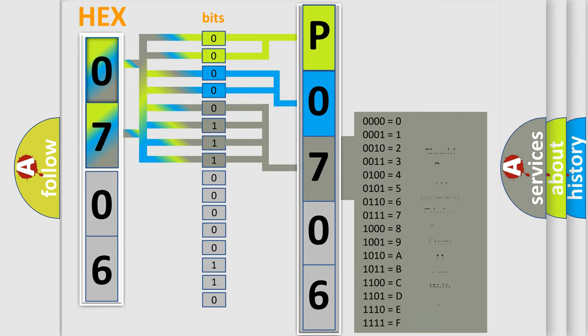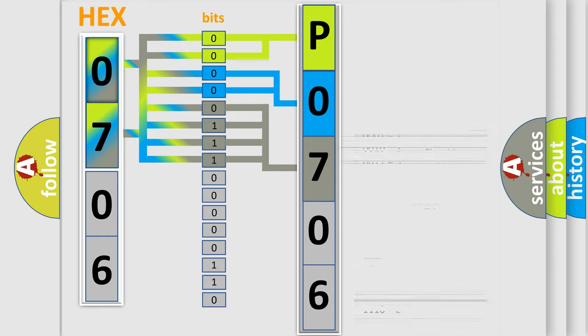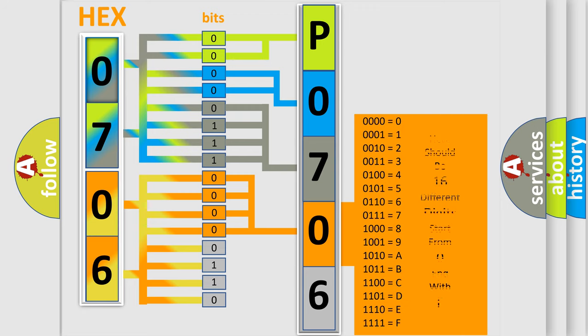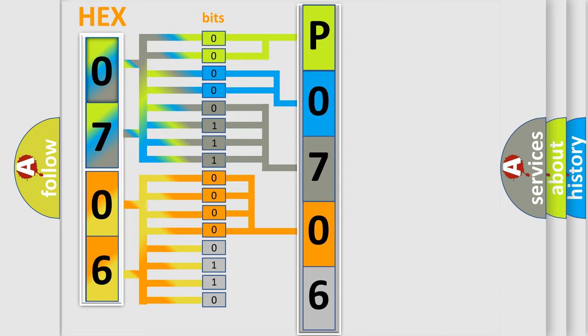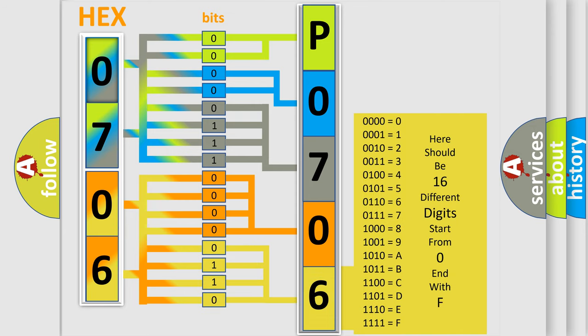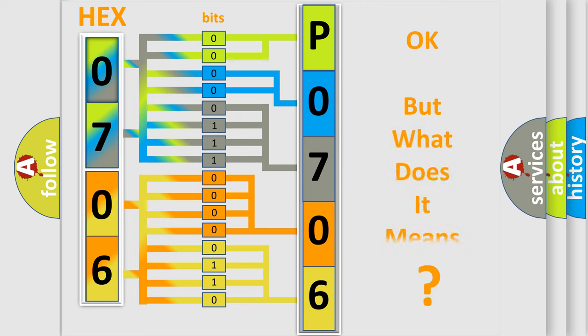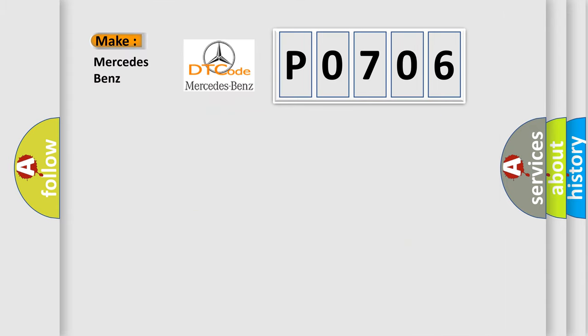The second byte is composed of a combination of 8 bits. The first 4 bits determine the fourth character of the code, and the combination of the last 4 bits defines the fifth character. A single byte conceals 256 possible combinations. We now know in what way the diagnostic tool translates the received information into a more comprehensible format. The number itself does not make sense to us if we cannot assign information to what it actually expresses. So, what does the diagnostic trouble code P0706 interpret specifically for Mercedes car manufacturers?